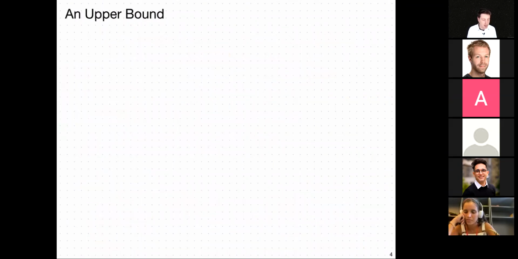And let's start gaining some intuition about this new notion. Here's a pretty simple upper bound. We're going to prove that the complexity class IOP is contained in NEXP.